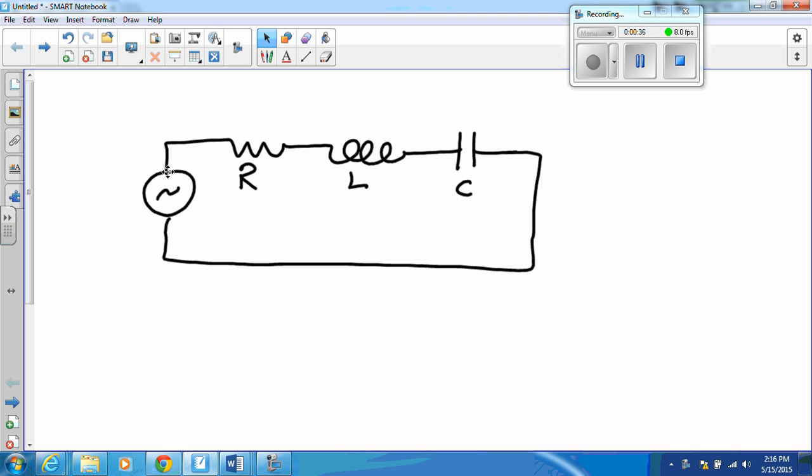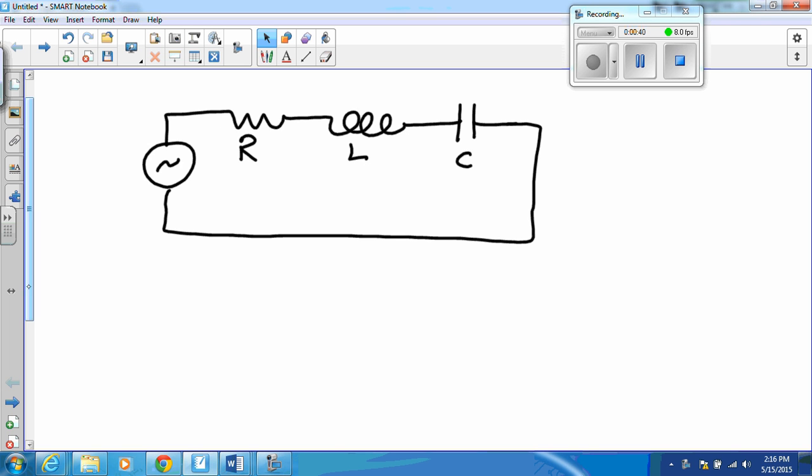Inductors in series, by the way, simply add: L1 plus L2. If we have a missing element, for example, if I just have an R and a C, then L equals 0 for the purpose of that circuit. There's no problem, because there's no inductor, so you have 0 inductance.